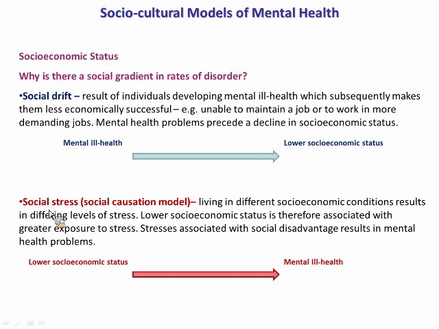In comparison, the social causation model suggests that it's the socioeconomic status itself, having a lower socioeconomic status, that leads you to developing poor mental health. And the reason for this is that lower socioeconomic status is thought to be associated with greater exposure to stress.